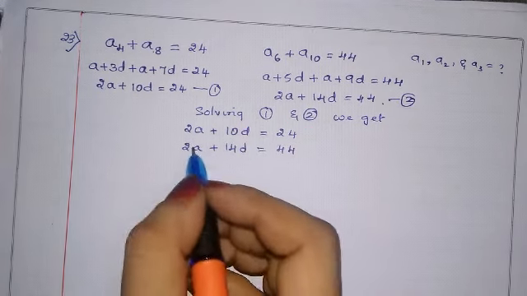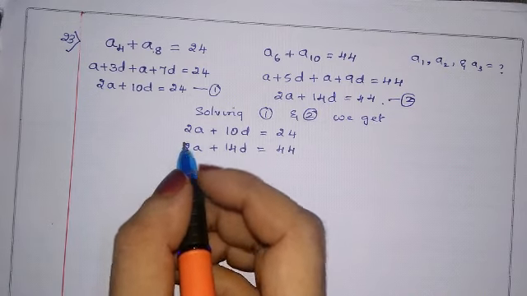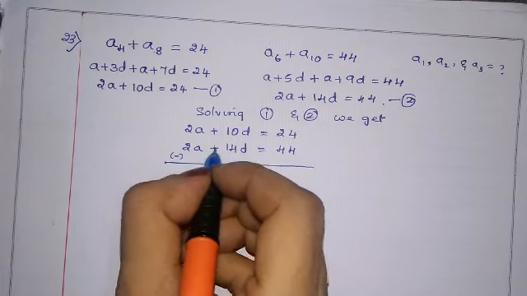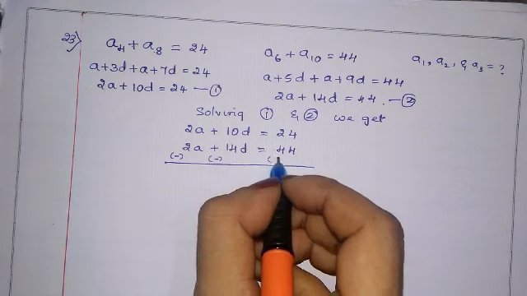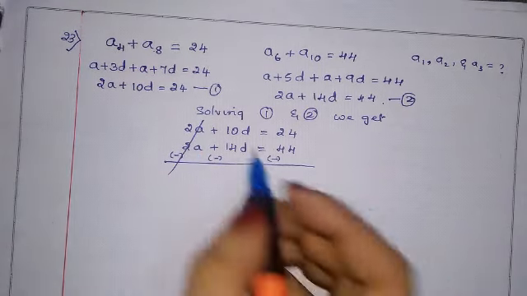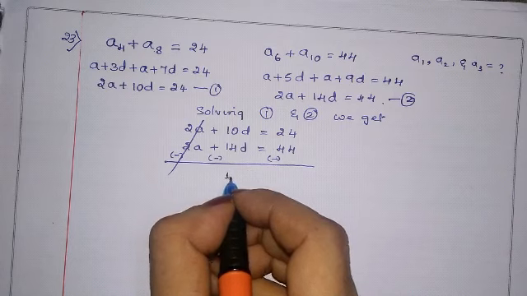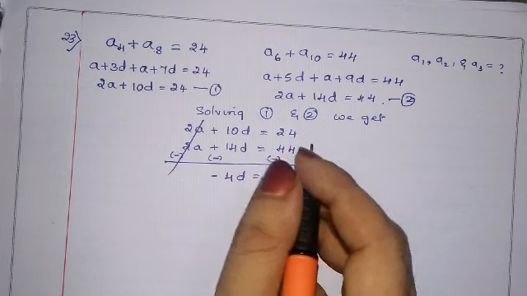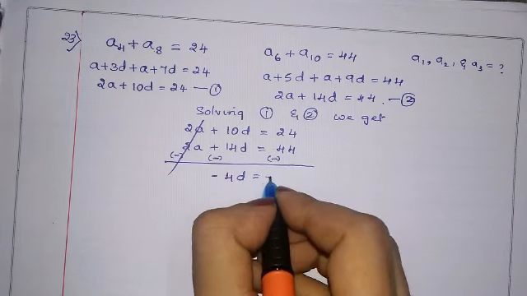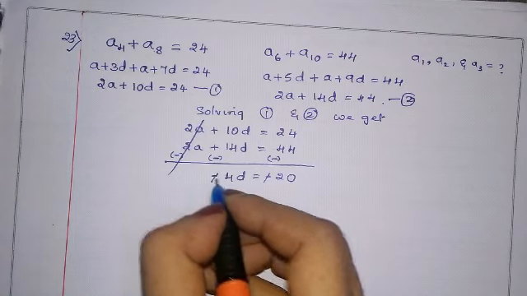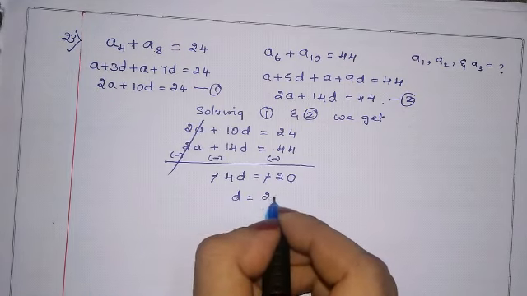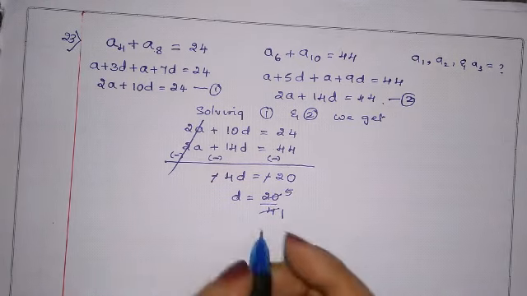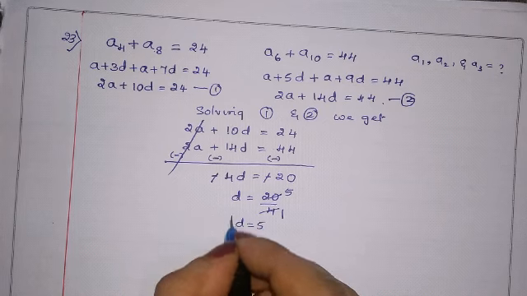So 2a gets cancelled, but here both are positive, so we cannot cancel. What we have to do is change the sign. Minus plus becomes minus, plus means minus. 2a gets cancelled. 14 minus 10 is 4d, but the greater number is negative, so minus 4d. 44 minus 24 is 20, and the greater number is minus, so minus 20. The minus gets cancelled, so d is equal to 20 by 4. 4 ones are 4, 4 fives are 20. So we got the value d is equal to 5.